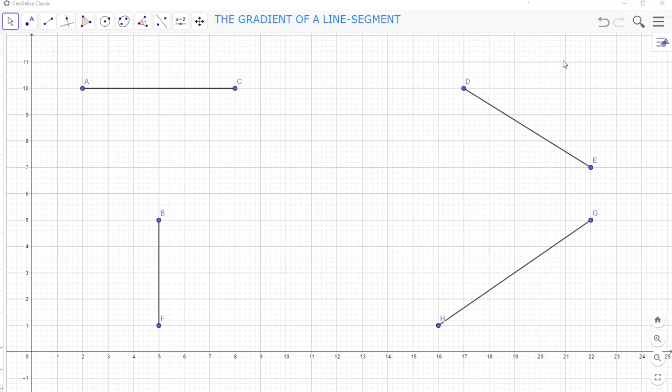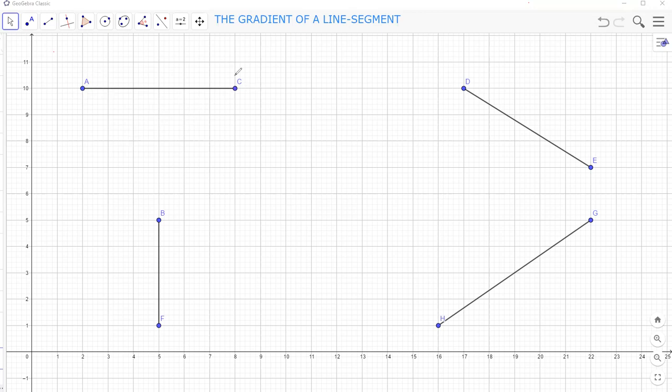In this video, we will be looking at the concept of the gradient of a line segment. As I said, there is a difference between a line and a segment. A segment has a starting point and an end point, and really that's what we are studying here in analytical geometry. We're studying line segments.